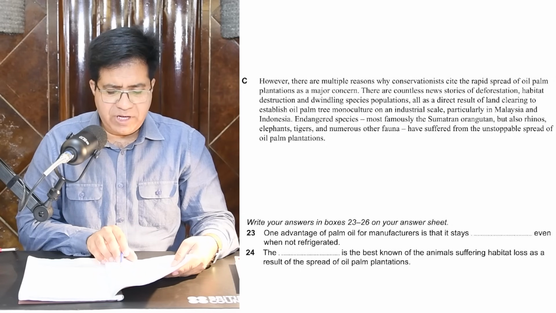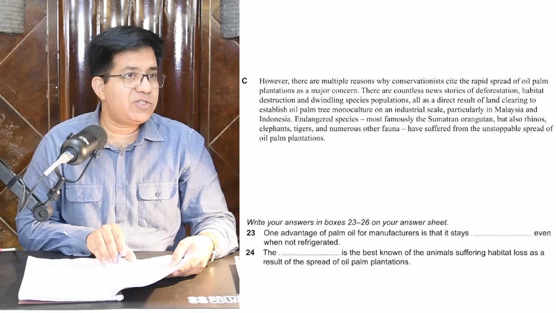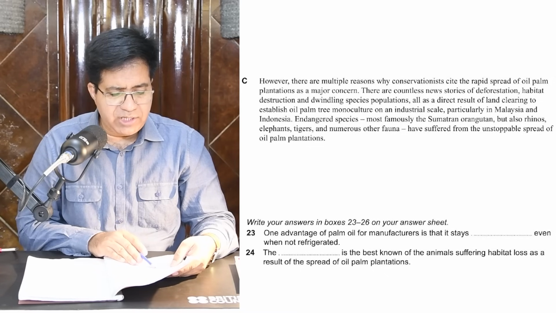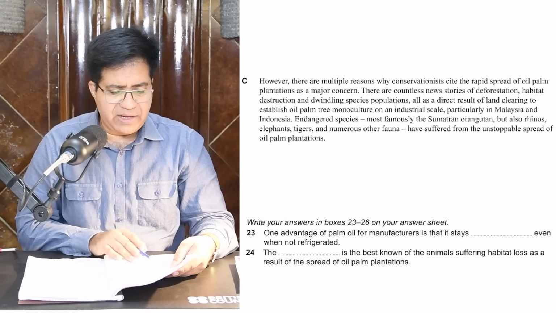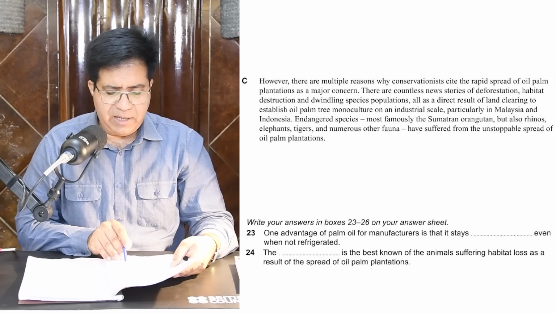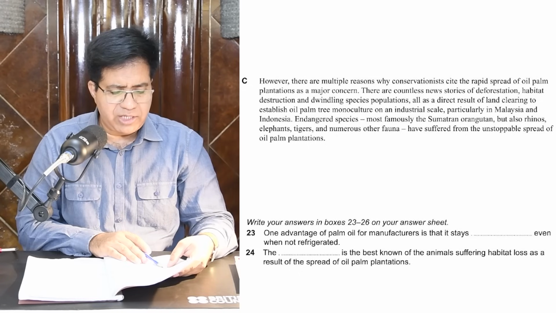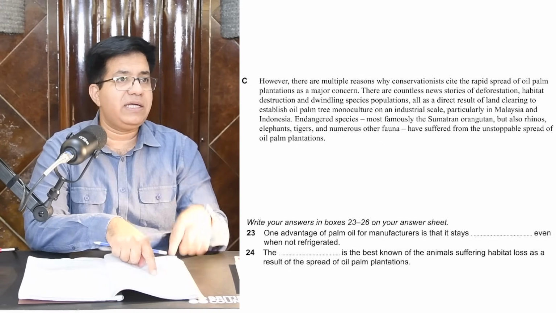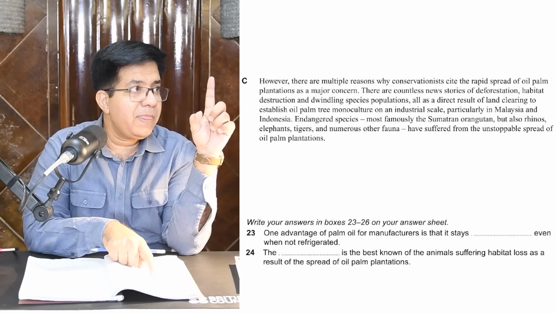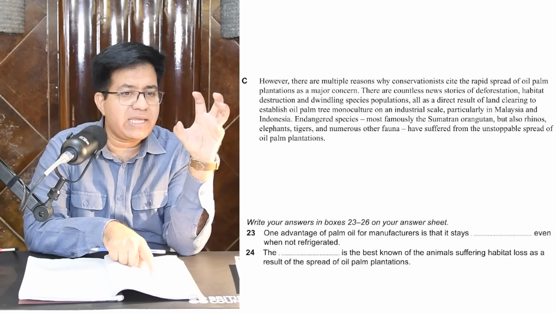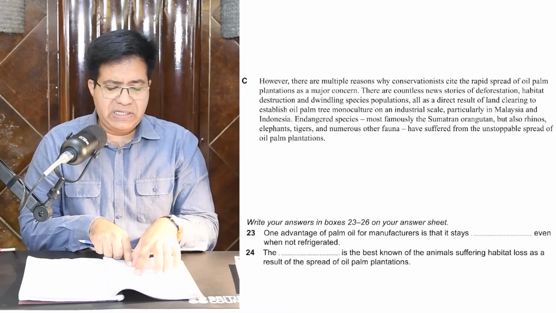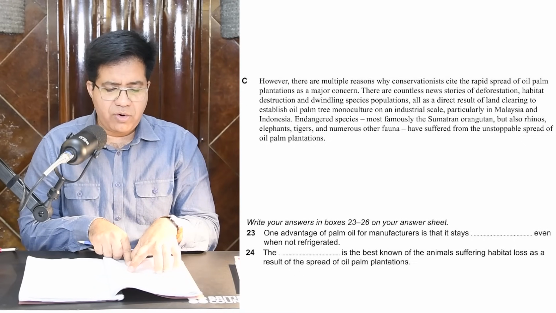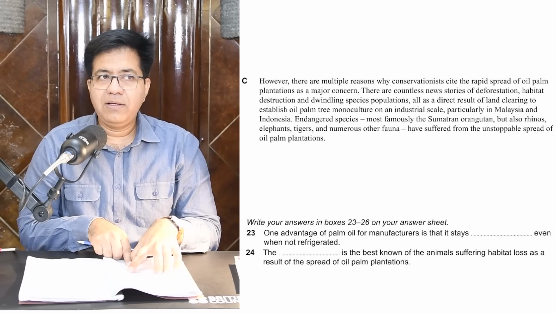Stories of deforestation, habitat, that's the clue word, habitat destruction and dwindling species populations, all as a direct result of land clearing to establish oil palm tree monoculture on an industrial scale, particularly in Malaysia and Indonesia. Endangered species. Now listen, we are going to find an animal which is particularly losing its habitat. Endangered species, most famously Sumatran orangutan. So what is the answer?